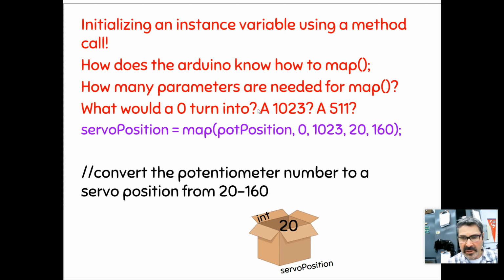But anyway, it's basically mapping it so that we can use one set of coordinates with another one, and it's going to work and not break. Okay, hopefully that makes sense. If that doesn't make sense, all right, write this down. By the way, how does an Arduino know how to map? Well, that's a method call. It's something that's built into every Arduino, and it knows how to do.